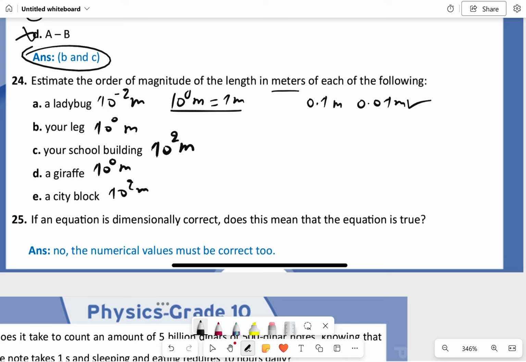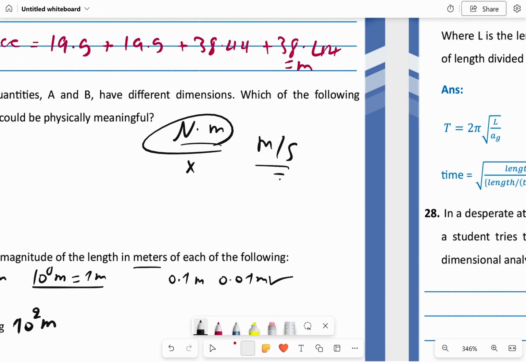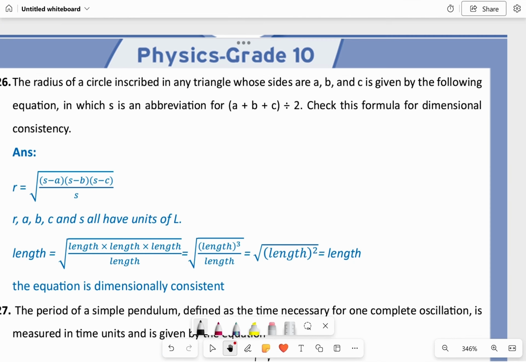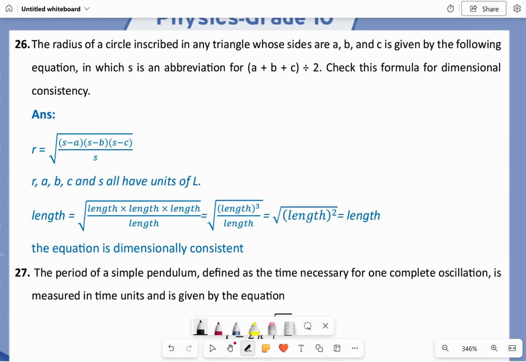If an equation is dimensionally correct, does this mean that the equation is true? No, the numerical values must be correct. So if you plug in some values that you have, they should be also correct too. The radius of a circle inscribed in a triangle, so you have a triangle like this, and you have a circle inside it. A, B, and C is given by the following equation, in which S is an abbreviation for A plus B plus C. Check this formula for dimensional consistency.